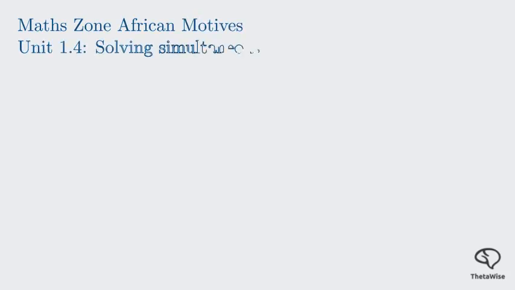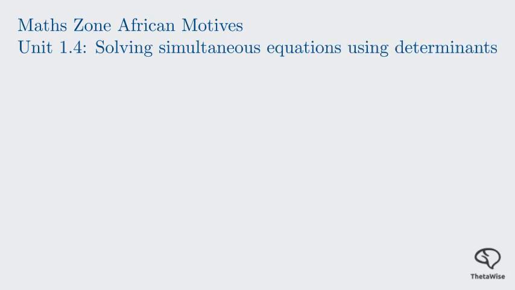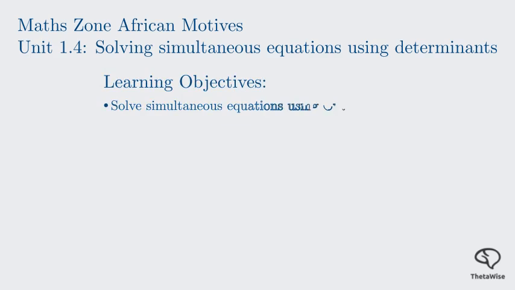Today, we're diving into a powerful method for solving systems of linear equations. Our main goal in this video is to teach you how to solve simultaneous equations for two unknowns using a technique called Cramer's rule. By the end of this lesson, you will be able to apply Cramer's rule to find the values of x and y in any given system of two linear equations.